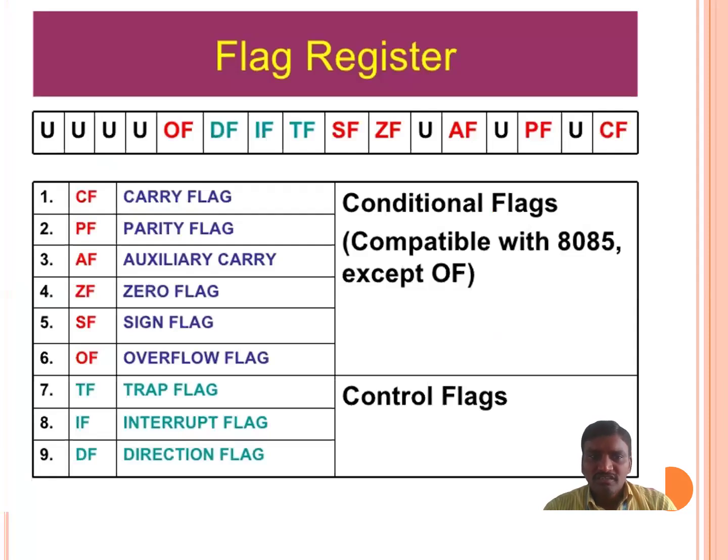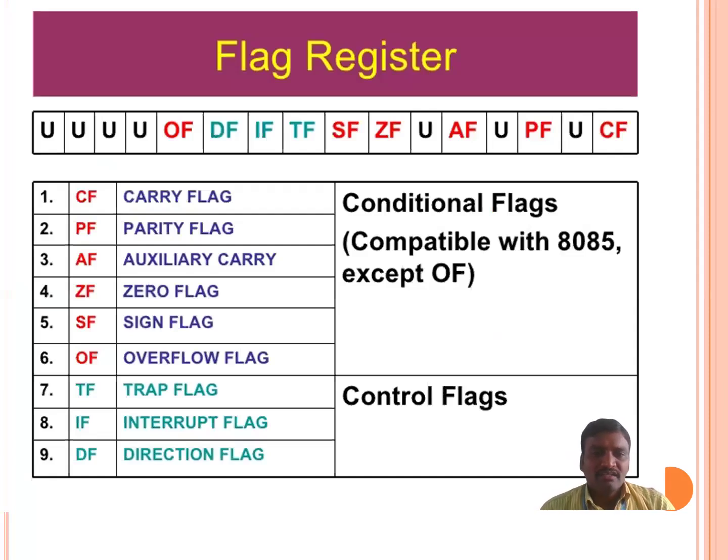So these first 6 flags, the carry flag, parity flag, auxiliary carry flag, zero flag, sign flag, and overflow flag, are conditional code flags. By giving some condition, these flags are set to 1. Otherwise, they are reset to 0. The next ones are the control flags. What is meant by control flags? Whenever we are performing repeated execution, loop operations, or string operations, we use these control flags.